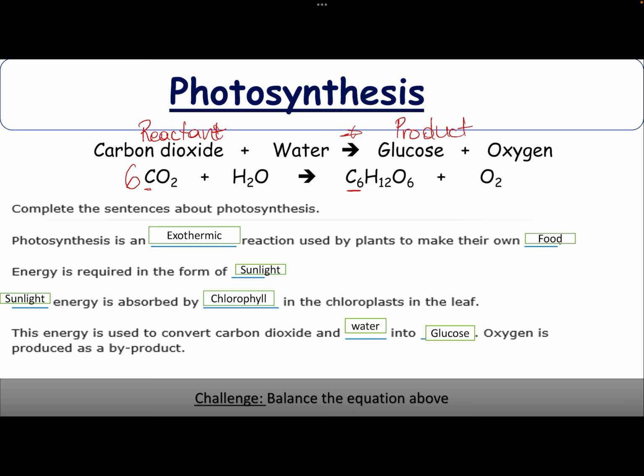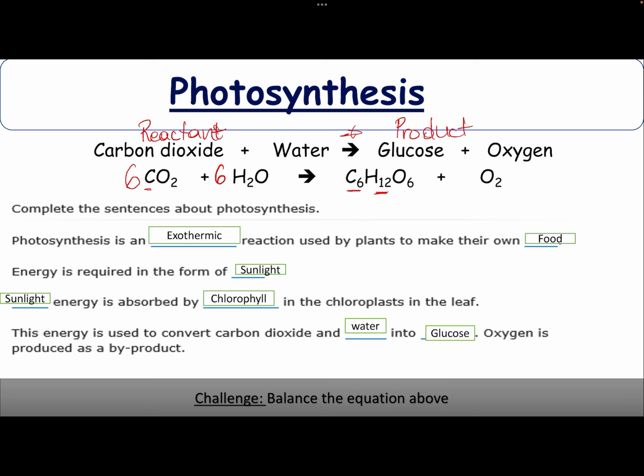On the reactant side, you have 2 hydrogen, but on the product side, you've got 12. So, simple maths. If I've got 2 on the reactant side and I've got 12 there, it means I need 6 over here. 6 times 2 is 12. So my carbons and my hydrogens are balanced. Now let's check for the oxygens.